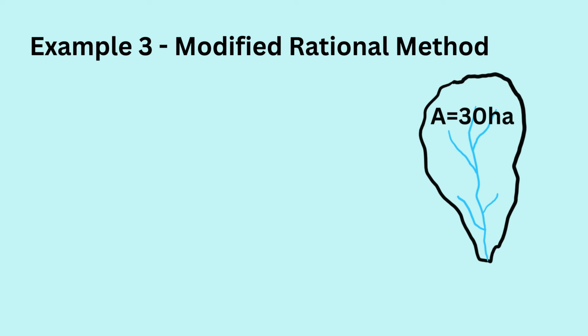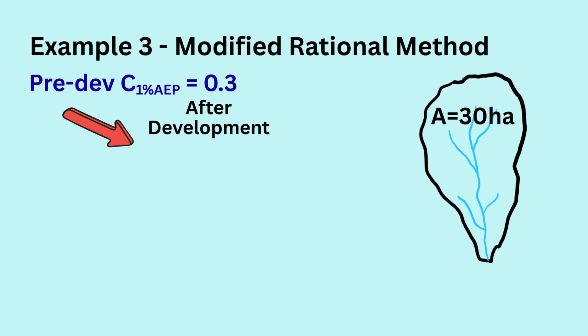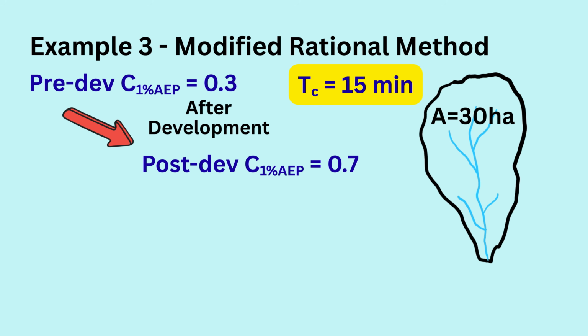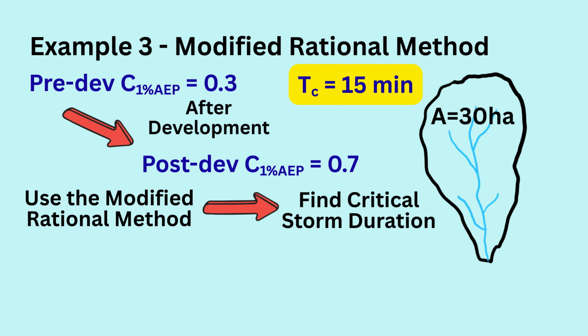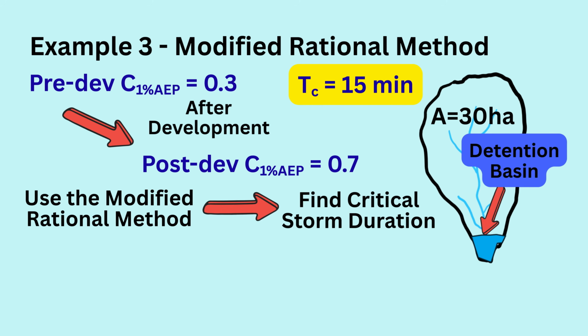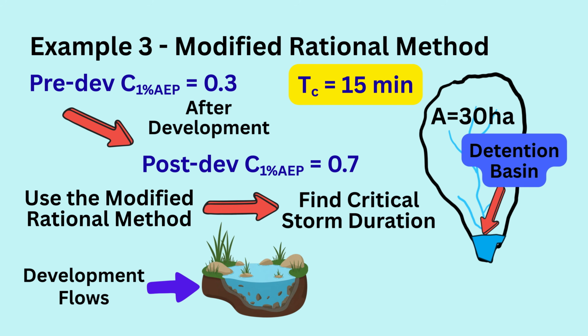In the third example, we have a 30-hectare catchment with a pre-development 1% AEP runoff coefficient of 0.3. Based on the development plans for this catchment, the 1% AEP post-development runoff coefficient will increase to 0.7. The catchment time of concentration is assumed to be 15 minutes. Here, we aim to use the modified rational method to identify the critical storm for a detention basin intended to mitigate development impacts on peak flow and to reduce peak flow to pre-development levels.